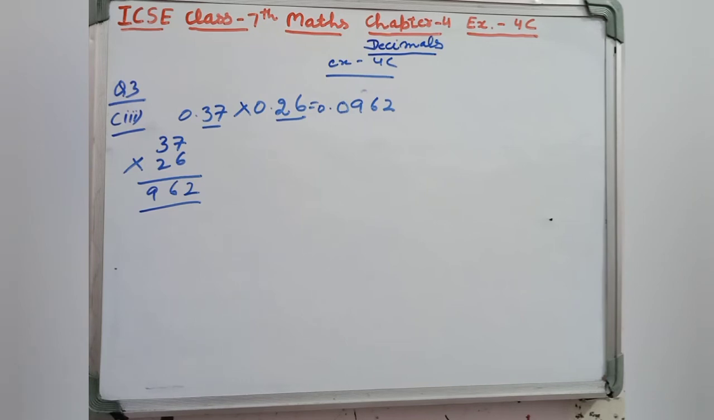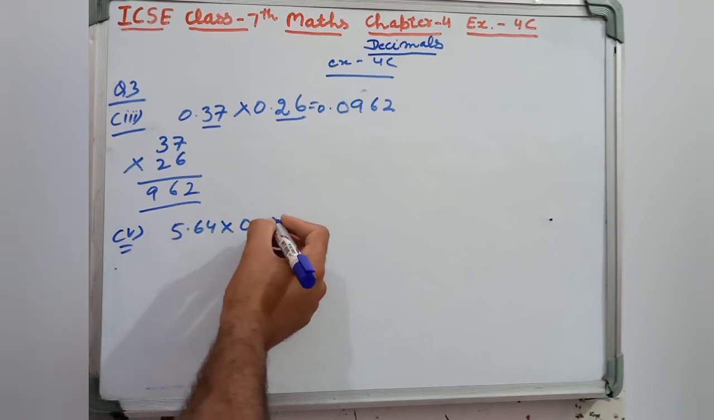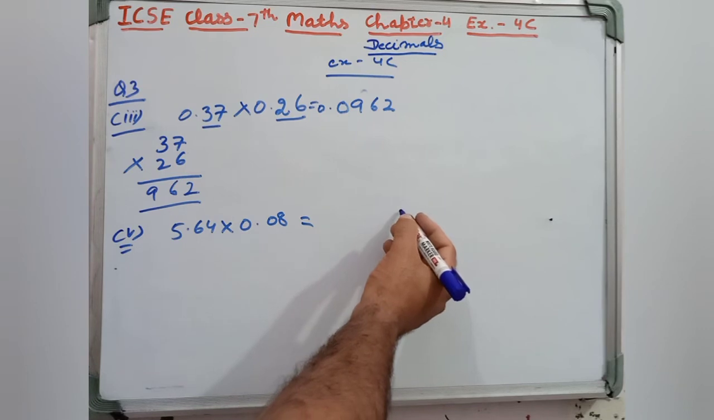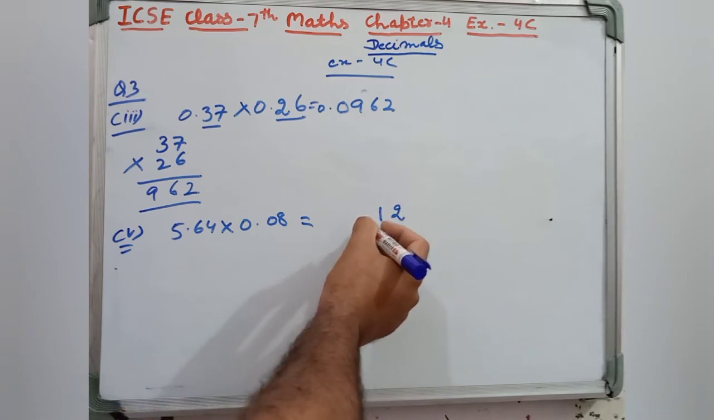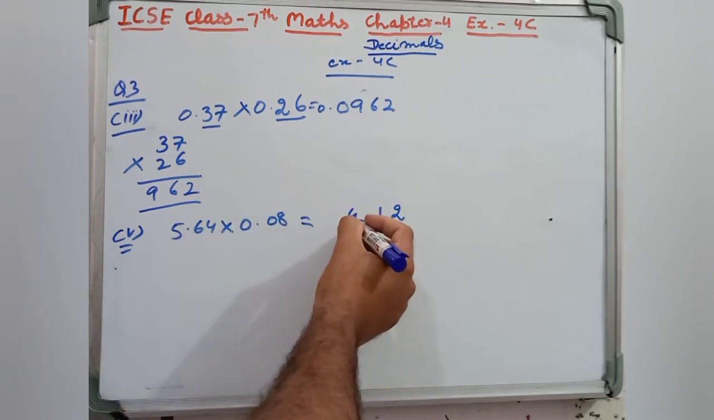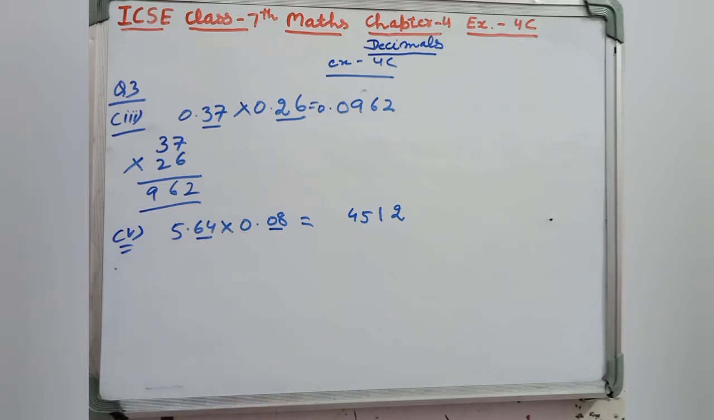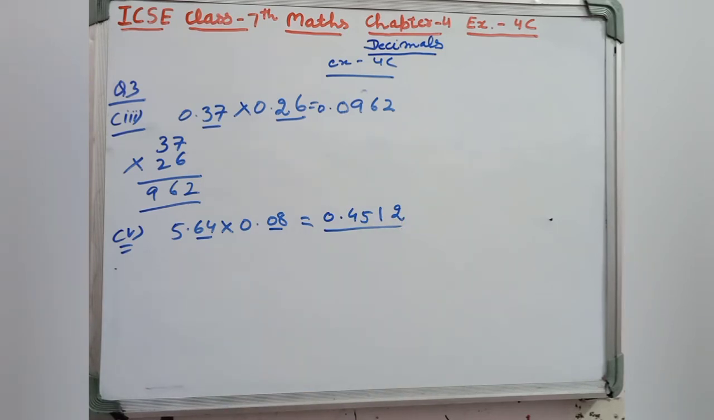Now, we will do part 5th. Part 5th is 5.64 multiplied by 0.08. Simply do it. 8 times 4 are 32. 8 times 6 are 48 plus 3, 51. 8 times 5 are 40 plus 5, 45. So our answer is this. Now decimal places, 2 decimal places are here, 2 here, 4, 1, 2, 3, 4, here put the decimal and 0.04512, right?